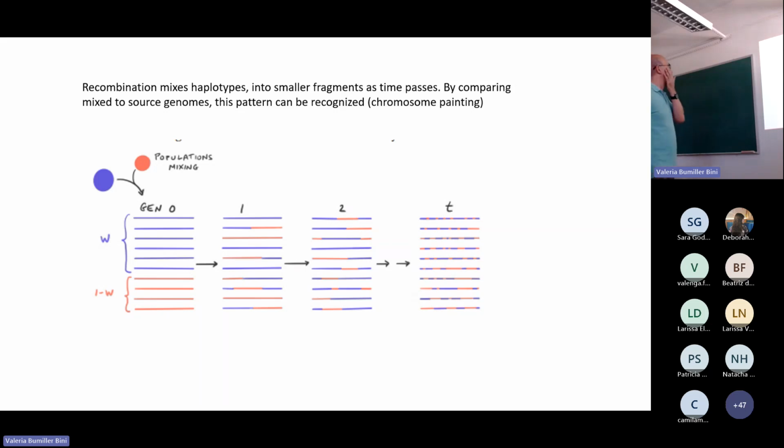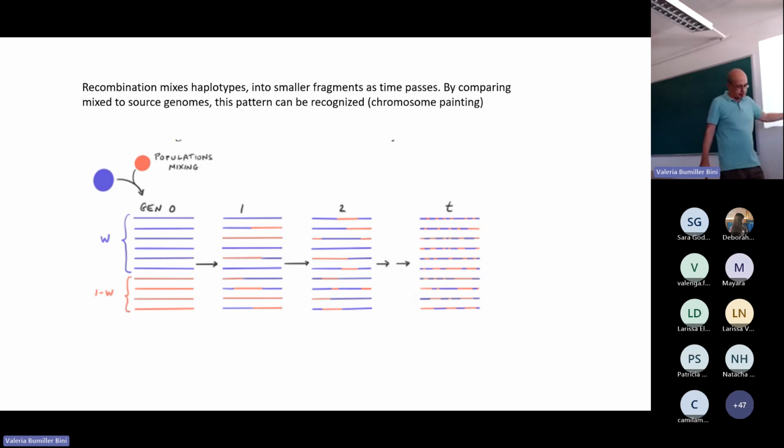So here we have again, as you can recognize, illustrations. We have the blue and the red population mixing. Here we have W. Each line here represents a chromosome. This would be chromosome 1 of one individual, chromosome 1 of another individual, and so on and so forth. W coming from the blue population, 1 minus W coming from the red population. And they start mating with one another.